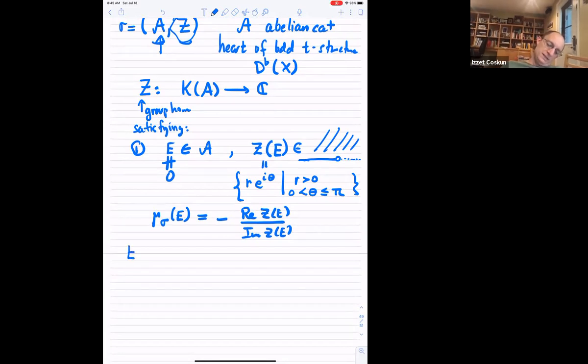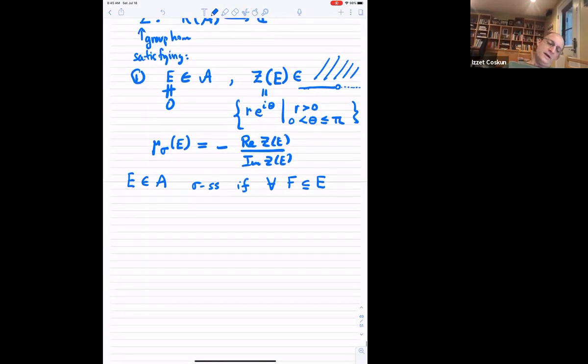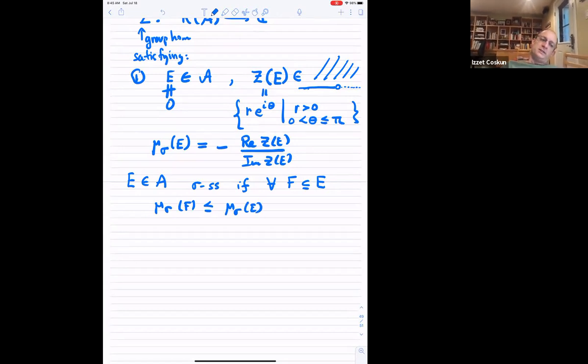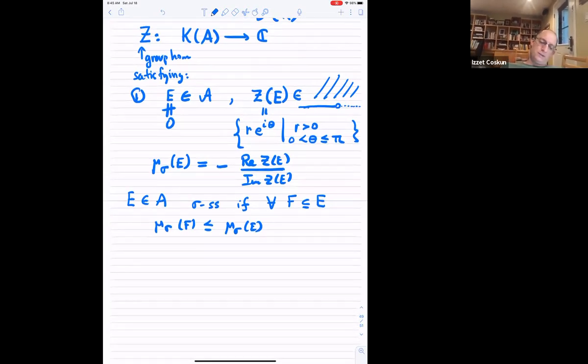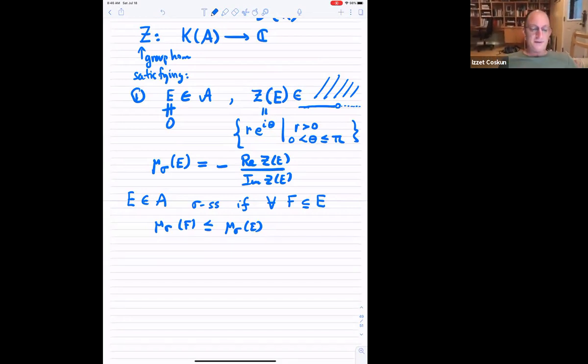You call an object E in A sigma semi-stable if for all sub-objects F, and I can talk about sub-objects because this is an abelian category, you have that the sigma slope of F is less than or equal to the sigma slope of E. So this group homomorphism, you should think of it as playing the role of the slope function or the reduced Hilbert polynomial in this case. All right, so that's the first condition.